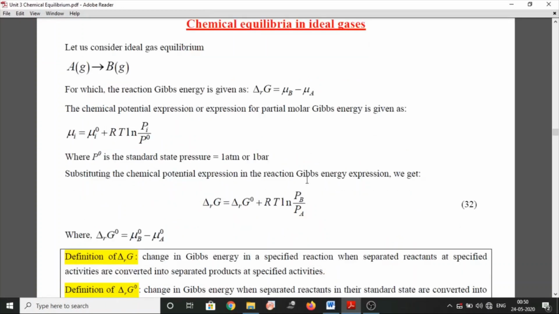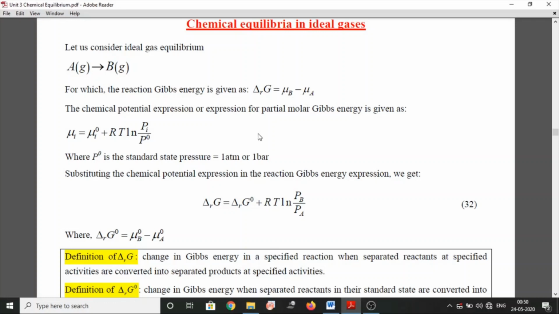Let us consider an ideal gas reaction in which gas A is forming gas B. It can be two different forms, or it can be an isomeric form also, whatever it is, but we are assuming that they are in an ideal state. The stoichiometric coefficients are 1 here: vA is 1, vB is 1. At constant temperature and pressure, what will happen? I will get the change in free energy equal to mu B minus mu A.